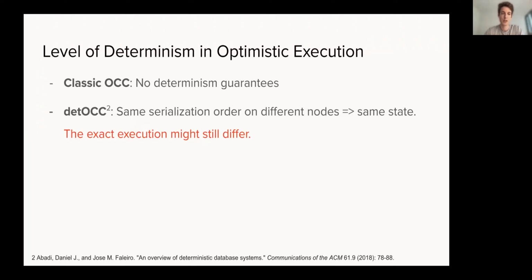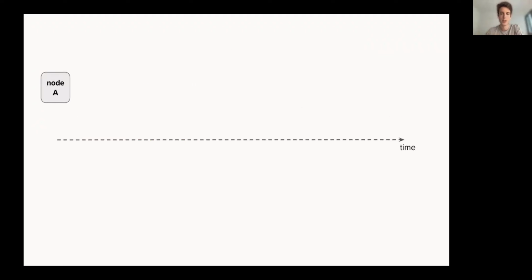But there has been a lot of work done in deterministic database systems with deterministic OCC, which guarantees the same serialization order on different nodes. So this results in the same state. However, the exact execution might still differ. Let me show an example to explain this.